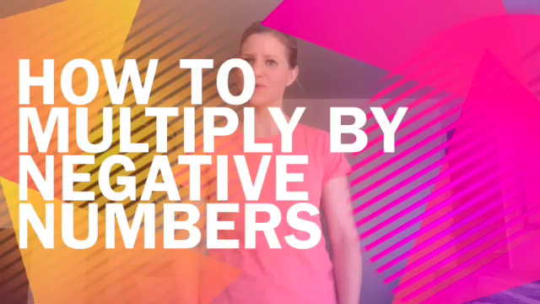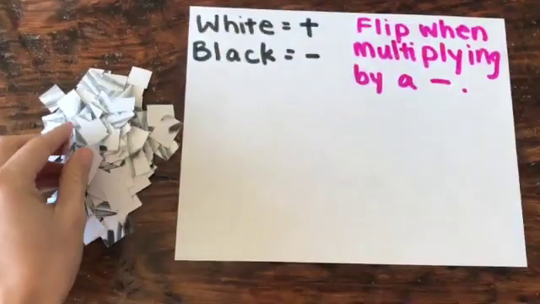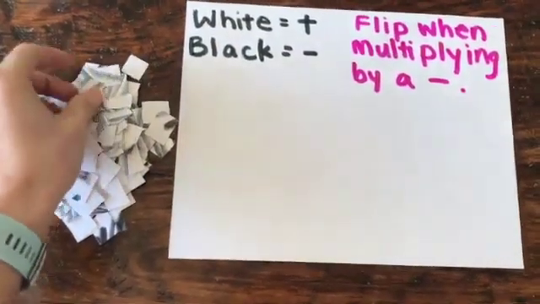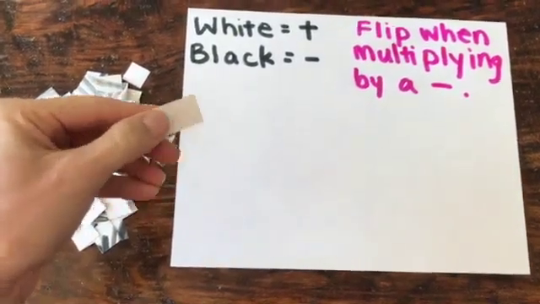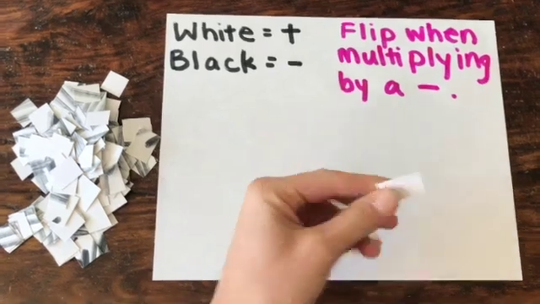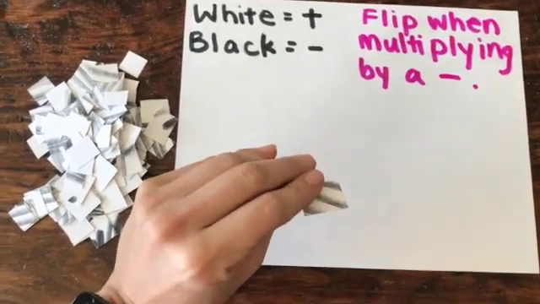My name is Marcy. I own the tutoring company Regal Tutors, and today I'm going to teach you how to multiply by negative numbers. Cut all these little squares out of paper, and the black side is the negative side and the white side is going to be the positive. And whenever you multiply by a negative number, you want to go ahead and flip the card over.